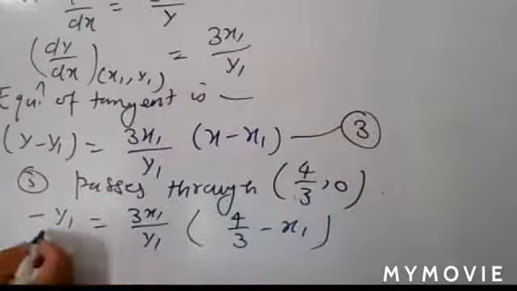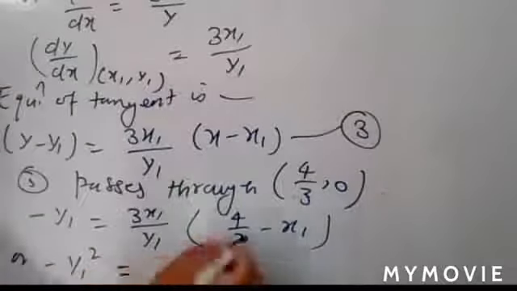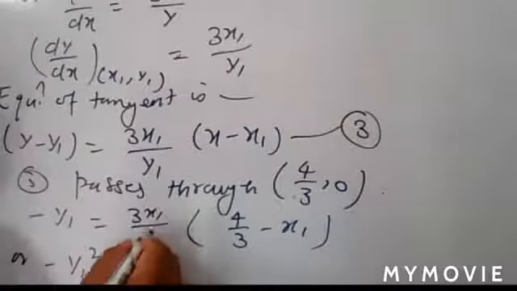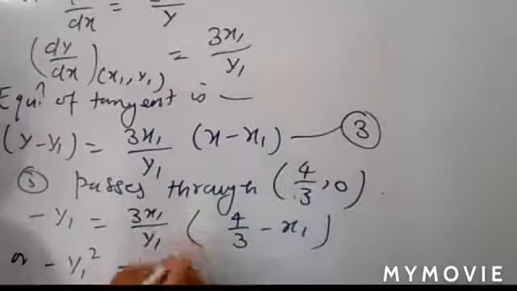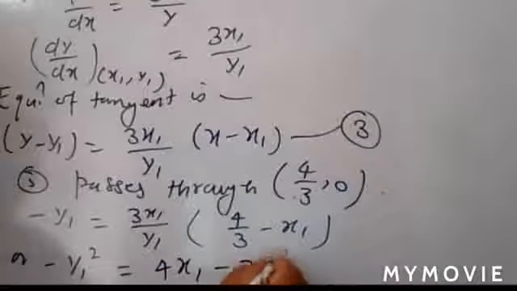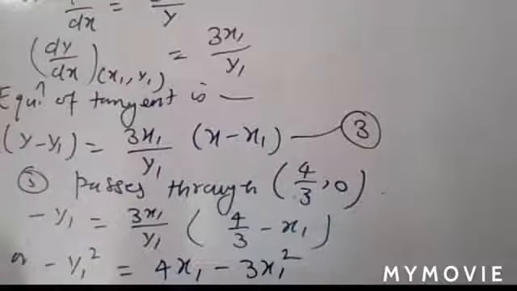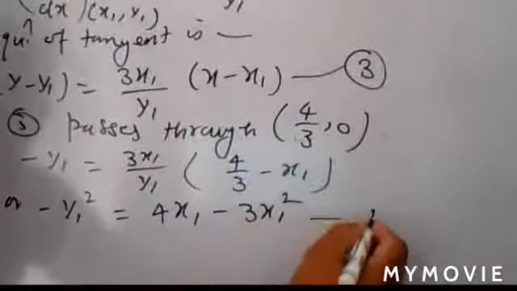Now you multiply y1 to the left side. So you have minus y1 square is equal to, here this 3x1 is multiplying this bracket, so 3 is cancelled out. So here you have 4x1 minus 3x1 square. In place of minus y1 square, you put here the value which is given here. Suppose that is your fourth equation.